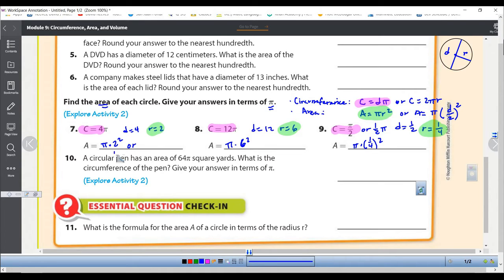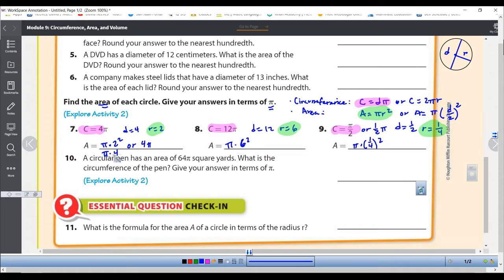2 squared is 4, right? So it would be pi times 4. But like I mentioned over here, we like to put the numbers or the coefficients before the variable. So instead of pi times 4, we usually write 4 pi.